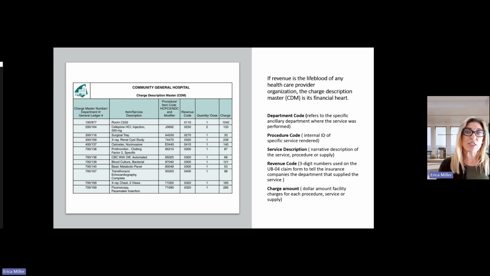Now, what's interesting about the charge description master is that there will be several different department codes that are applied because in a hospital setting, every department, such as the pharmacy department, the radiology department, they're all separate departments that come together to supply different services in different forms to a patient that, again, has been admitted to a hospital.